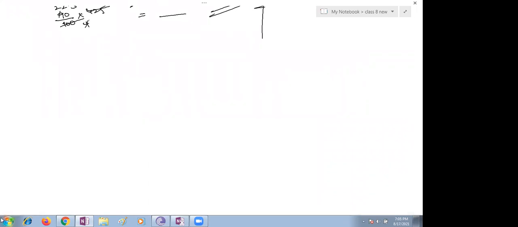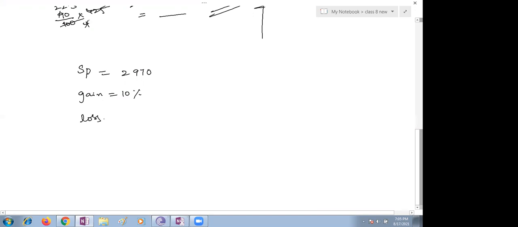What is it? The selling price of each article is given as 2970. So gaining 10% on one, the gain percent is 10%, and the loss percent on one article is given as 10%. In this case, what is given?